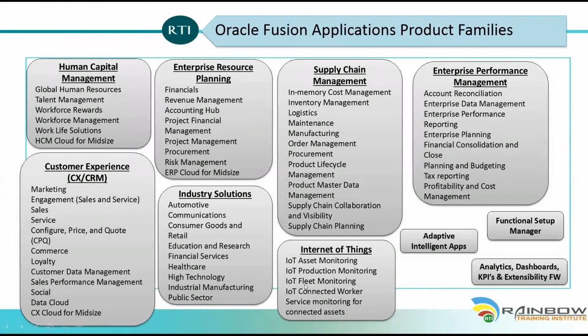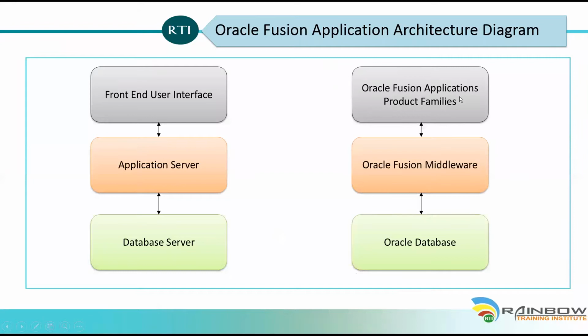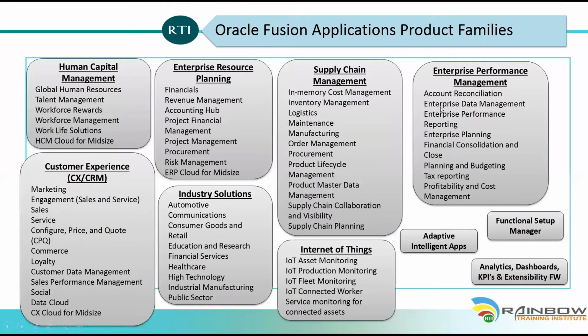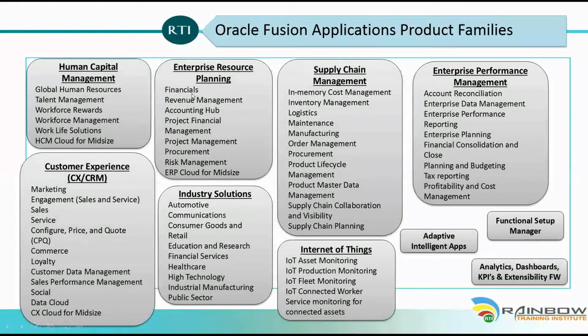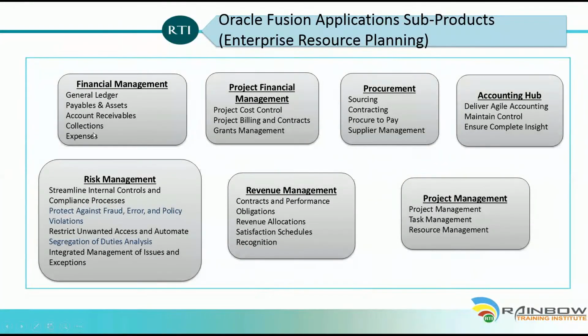Basically, these are the list of product families which come along with the front part of the user interface, where the user can directly interact. That is a product family. And every product family will have sub-product families. For example, enterprise resource planning has financials, and financials will have general ledger, payables, assets, account receivables, collections, expenses. Similarly, project financial management, procurement, accounting hub, risk management, revenue management, project management. So every module has its own subproducts, and those subproducts also will have their own offerings.